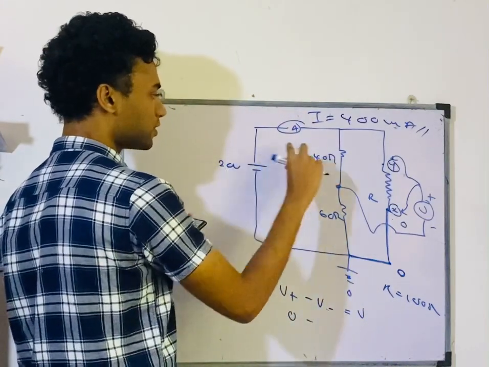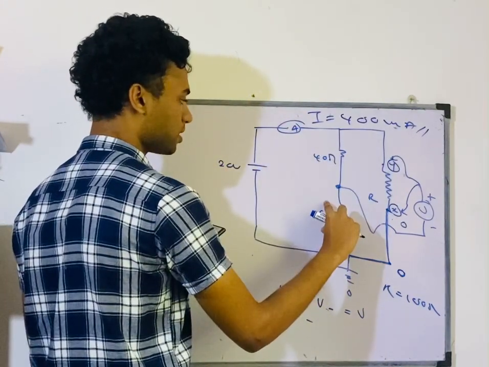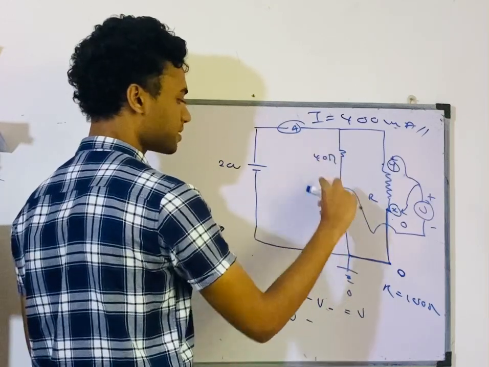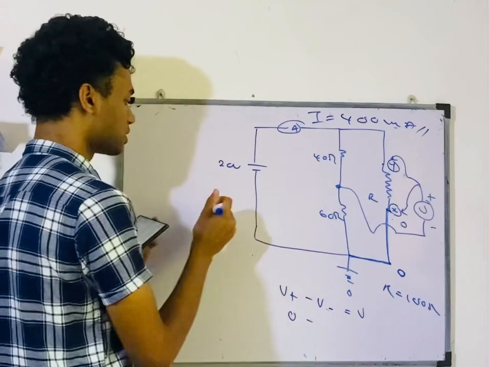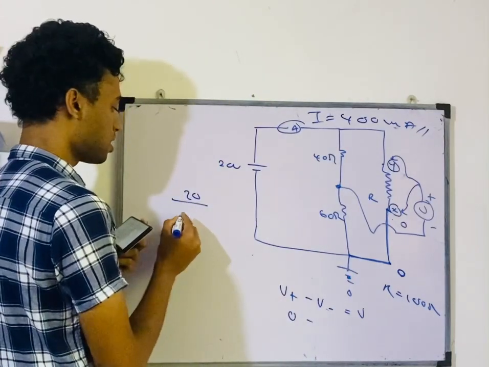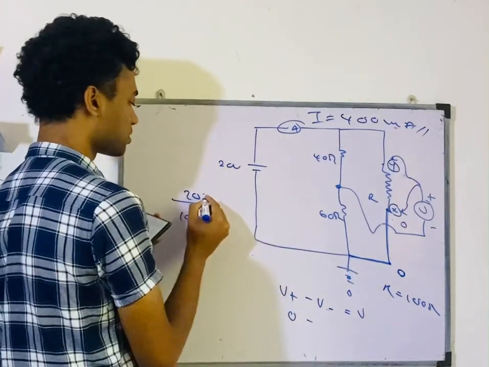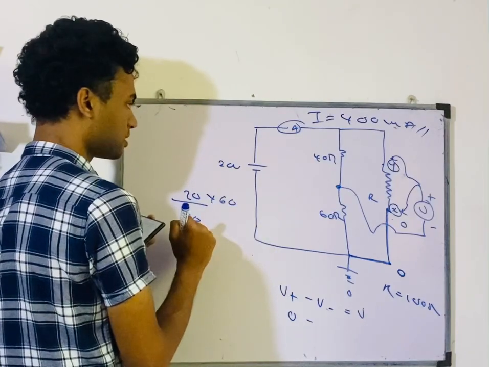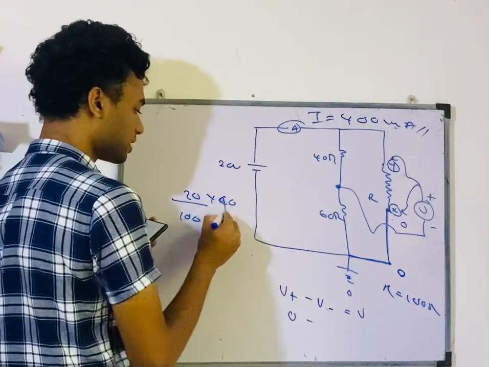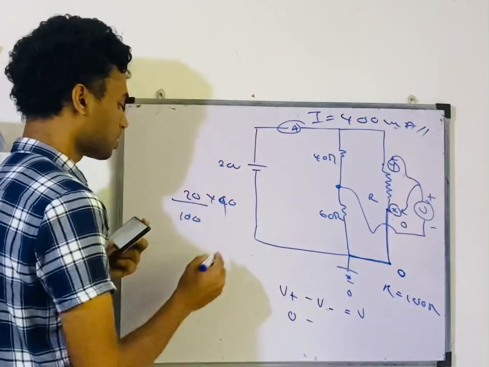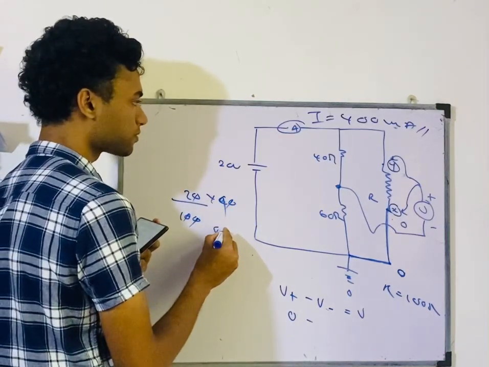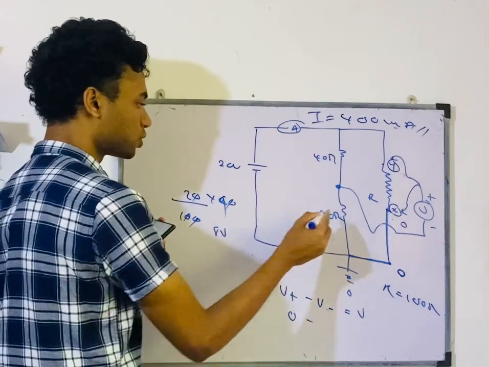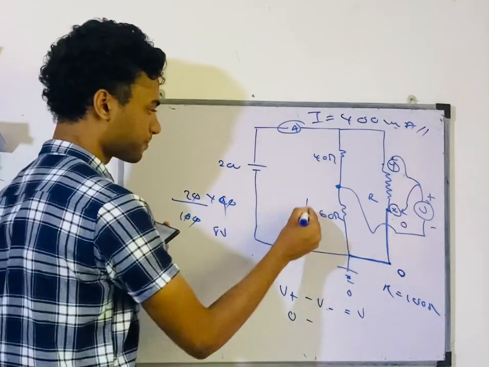20 volts is divided between 40 and 60, right? So 40 and 60 divide 20. How can you divide? Listen, 20 is there between what? 100 ohms, right? How much across 60? How much across 40? So let's say how much across 40? It's what? 8 volts across 40. And what? 12 volts across 60.